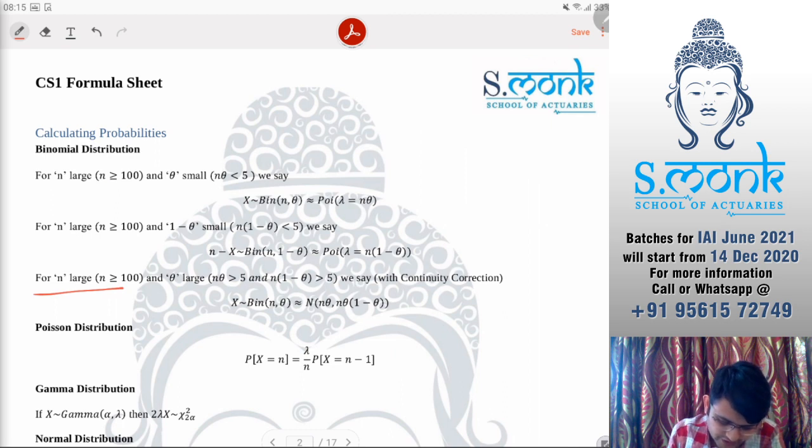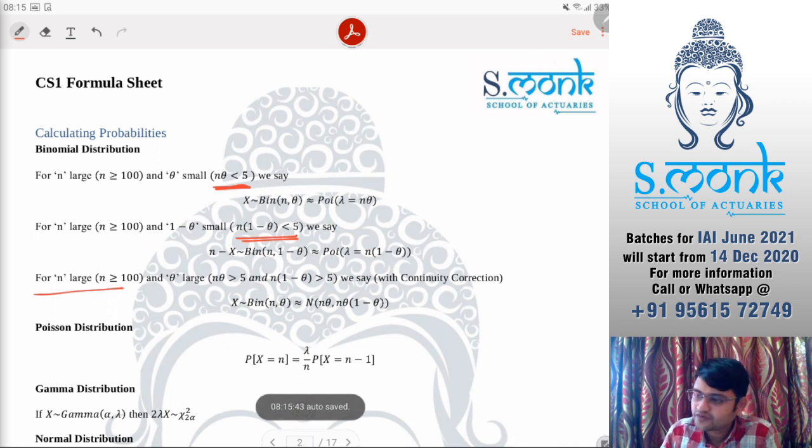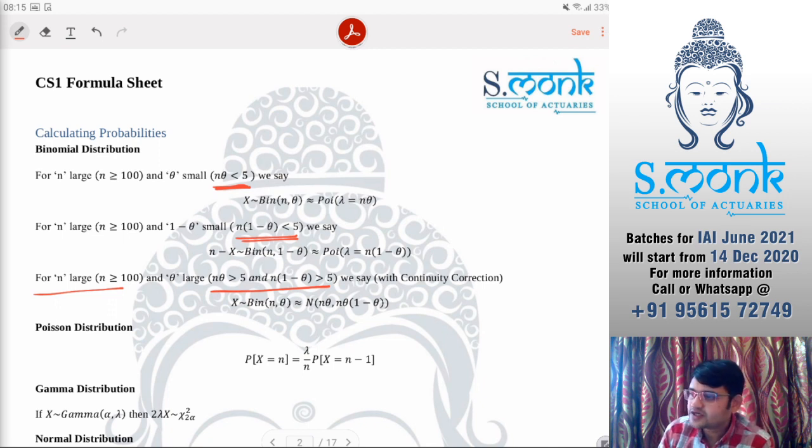So you would always check whether n theta is less than 5 or n(1 minus theta) is less than 5. If that is the case, then you are converting it into Poisson distribution. But if n theta is greater than 5 as well as n(1 minus theta) is greater than 5, then we use normal approximation. But that comes in the CLT chapter, I think chapter 5, where we will be using continuity correction as well. So I'm not going to talk about it right now. We'll be talking about it with that chapter.